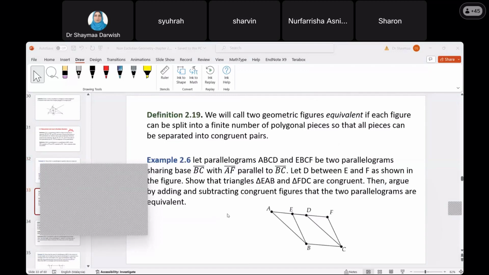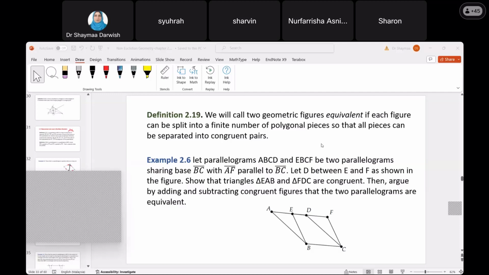Definition of equivalent figures. Two geometric figures are equivalent if each figure can be split into a finite number of polygon pieces so that all pieces can be separated into congruent pairs. If I have two figures, we say they are equivalent if I can divide each figure into polygons such that one polygon from here is congruent to one polygon from the other shape.